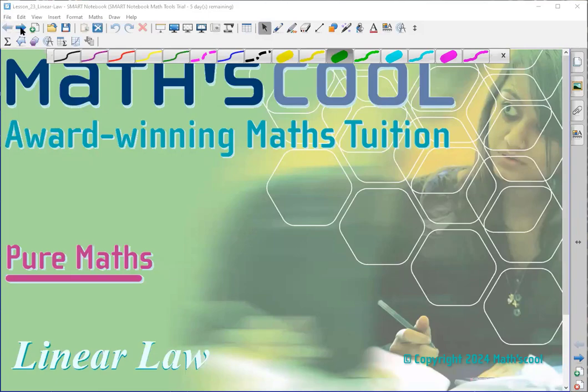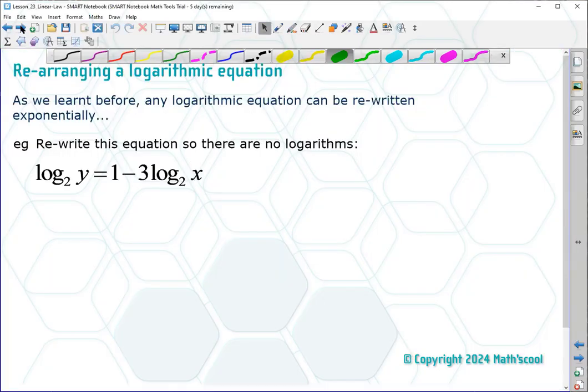Okay, so moving on to linear law, which is looking at the same thing as we've been doing with differential equations, where we create models for different situations, but it's looking at it from a different angle, from the perspective of the data that we might collect. Okay, so the first thing we need to know is how to rearrange a logarithmic equation, which we know really well how to do.